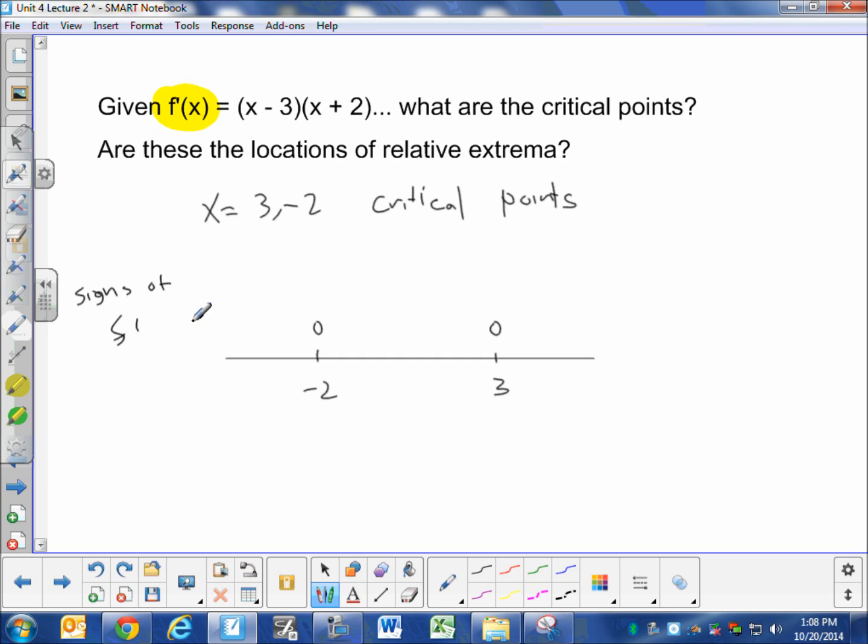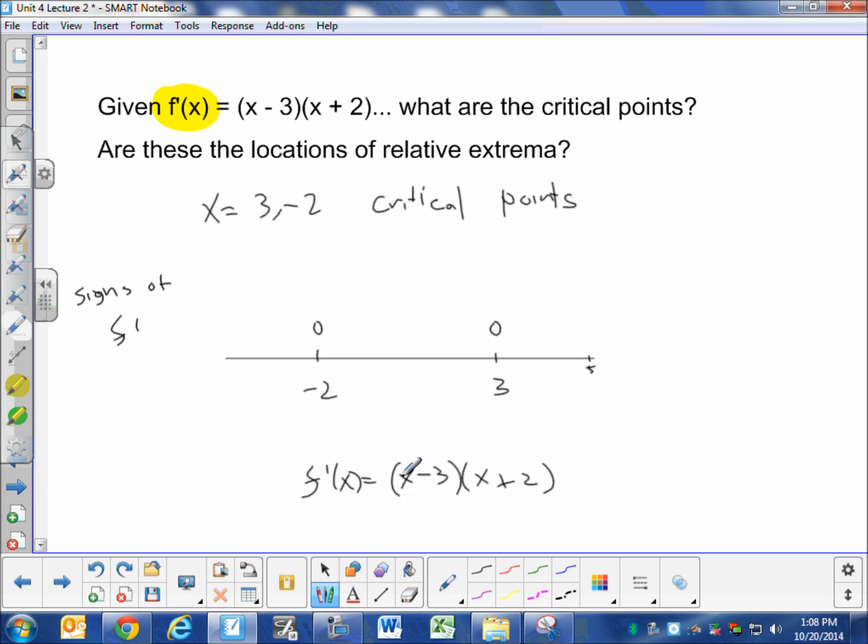Now, how do I do this? It's really simple. Use your simplified derivative. I know f prime is x minus 3 times x plus 2. I could distribute that if I wanted to, but it's actually going to make it more complicated. All I need to do is pick one value bigger than 3, say 5. Plug in 5 into your simplified derivative, and I don't care what the value is. I just need to know if it's positive or negative.